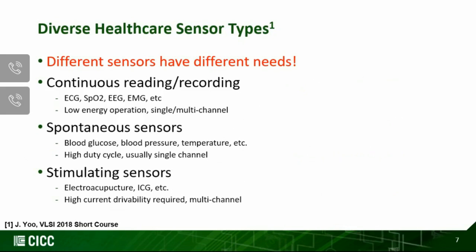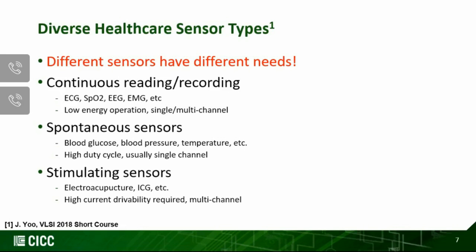Noting that BAN is to provide connectivity for body worn sensors, let's look at what types of sensors we have in the healthcare field. The first point I would like to emphasize here is that different sensors have different needs. The first type of sensor can be classified as continuous reading and recording sensors, such as ECG, EEG, EMG, and so on.